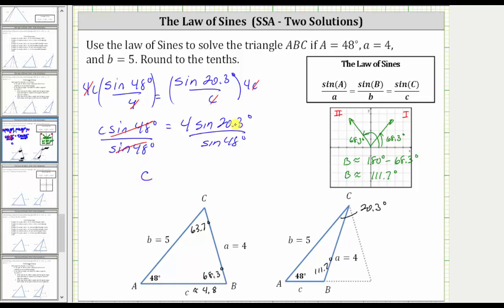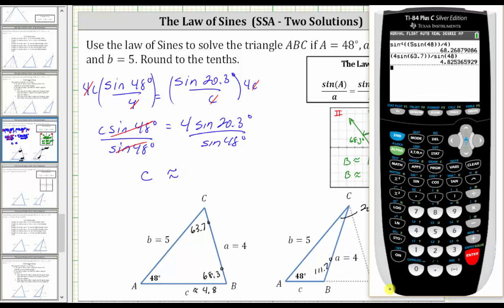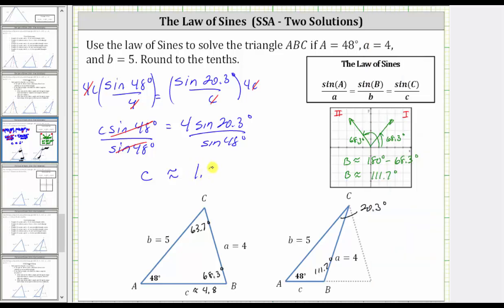So now we know C is equal to this quotient, which we'll go back to the calculator to get a decimal approximation. The only difference is we need to change 63.7 to 20.3. So if we press second enter, it brings up the previous entry, and we can now edit the entry by using the arrows and overriding any value we want. So let's replace 63.7 with 20.3 and press enter. And to the 10th place value, we have C is approximately 1.9. So in the second triangle, C is approximately 1.9.